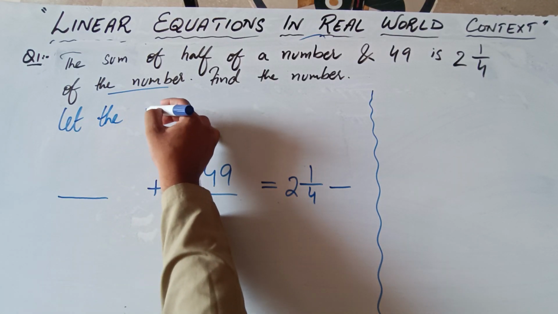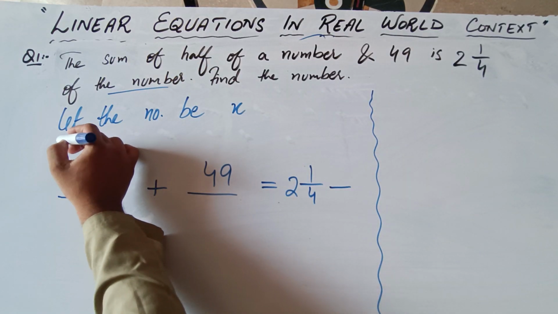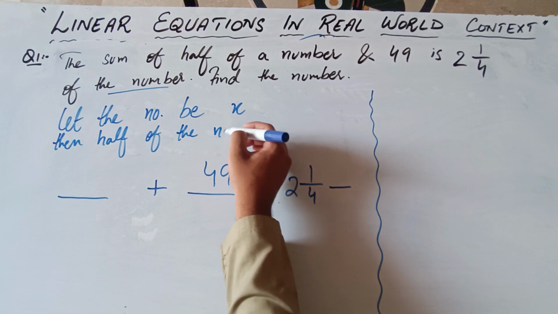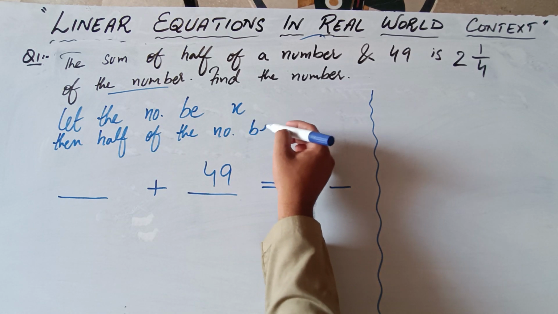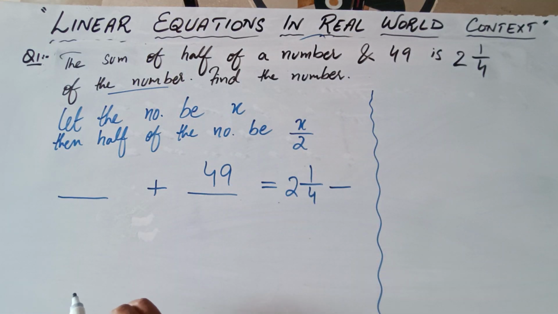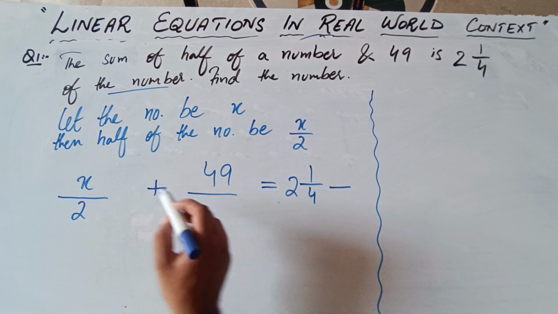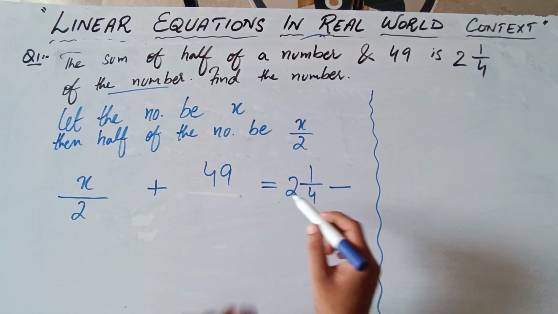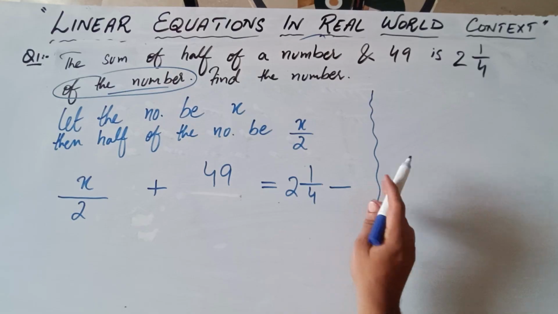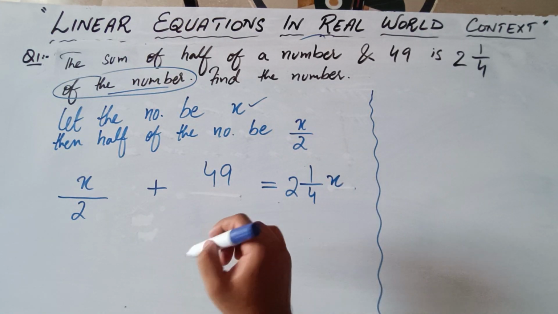Let the number be x. Then half of the number will be x upon 2, or you can say 1 by 2 times x. So the sum of half of the number, x upon 2, plus 49 is equal to 2 whole 1 by 4 of the number. Of the number means times that number. This is how we construct the equation.